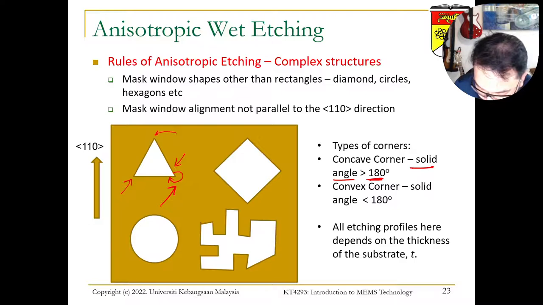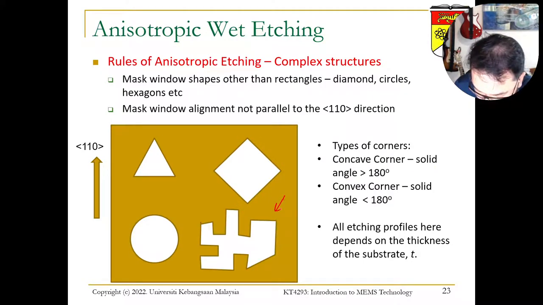And then looking at the diamond here, we evaluate from here to here. So this is the solid angle, solid angle, solid angle, and solid angle. Our solid angles here are all more than 180 degrees. So these are all concave, concave, concave, concave. And then the circle has no corner.